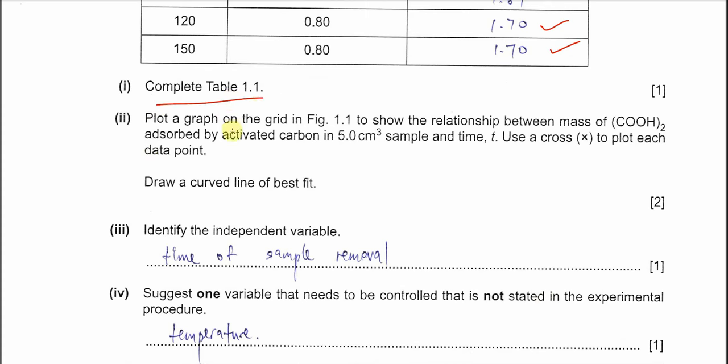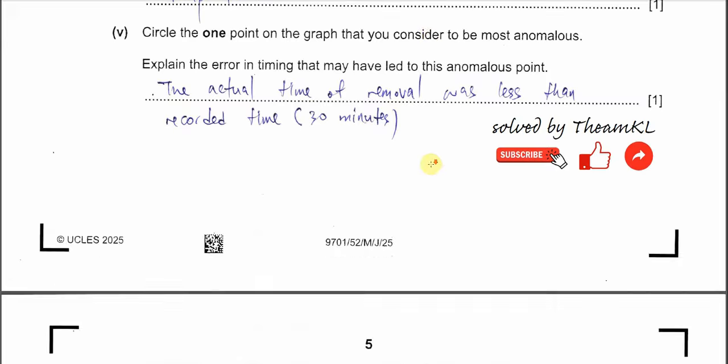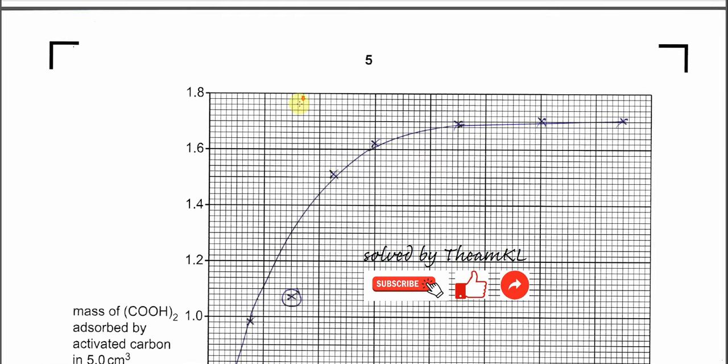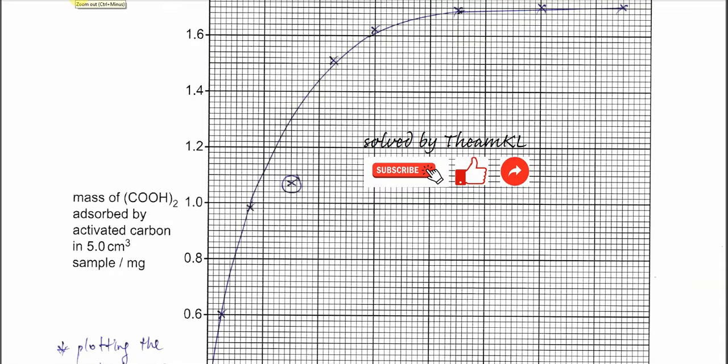Part 2, plot a graph in figure 1.1. Show the relationship between the mass of the acid adsorbed by the carbon in the 5 cm cube sample and time. Draw the curved line of best fit. So this is a curve. Let's check. You should get a graph something like this, a best fit curve.